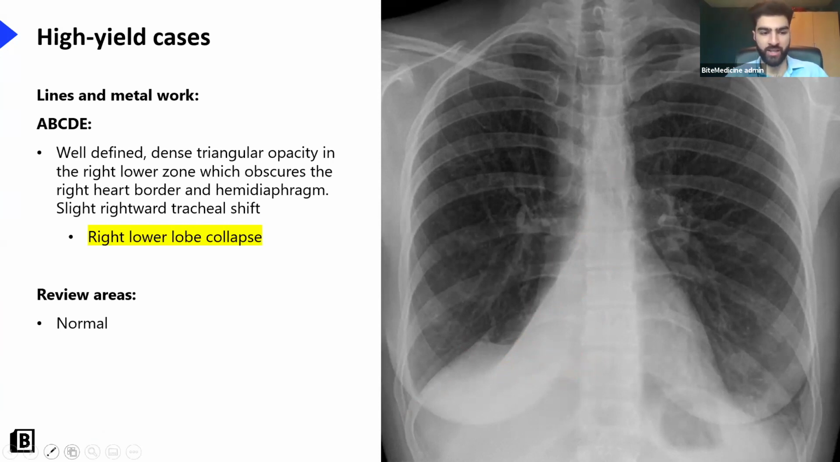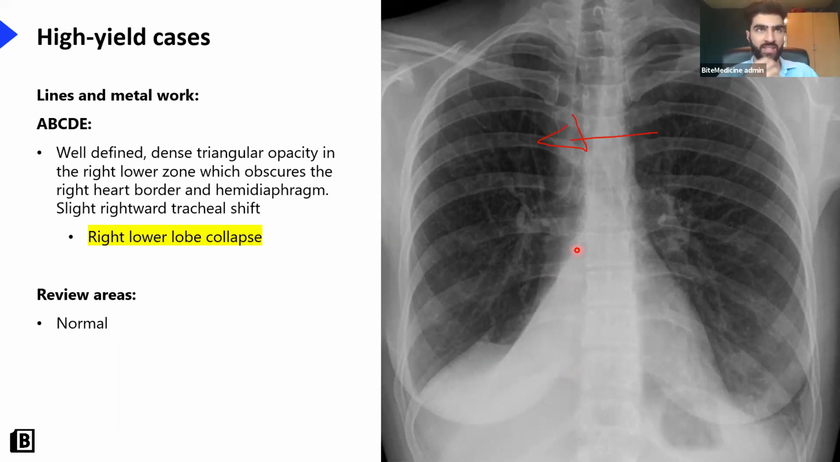And if you look at the trachea, it is slightly, ever so slightly, shifted to the right. So this is volume loss. The patient has lost some lung volume. I agree the hemidiaphragm isn't particularly raised, but that's only because it's not a major collapse. So this is a right lower lobe collapse. This is how it typically appears.